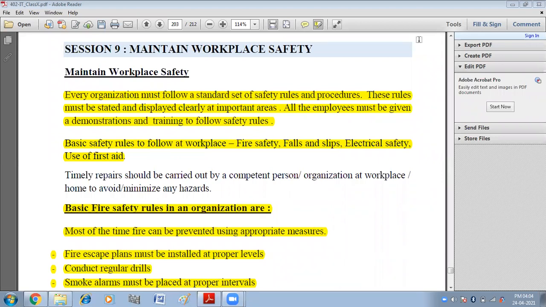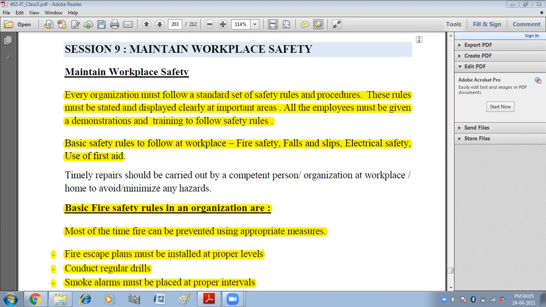Workplace is the place where we used to spend most of our time, so our workplace should be safe. Every organization must follow a standard set of safety rules and procedures. These rules must be stated and displayed clearly at important areas. All the employees must be given a demonstration and training to follow safety rules. So for that, certain rules should be set up and they should be known by all the employees working in an organization.